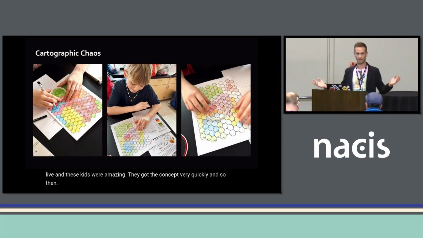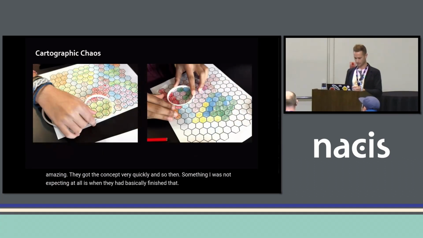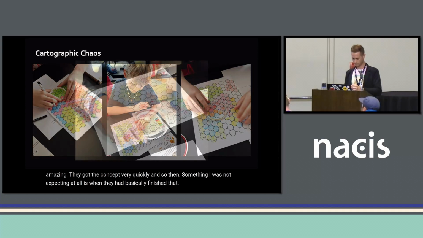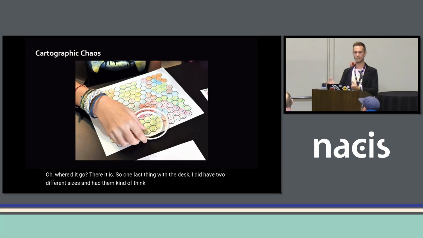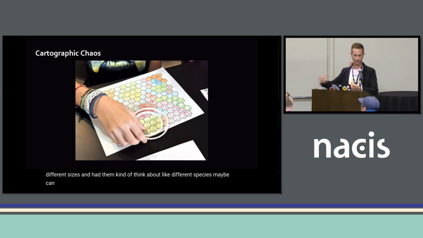And so then, something I was not expecting at all is when they had basically finished that, where'd it go? There it is. So one last thing with the discs, I did have 2 different sizes and had them kind of think about like, well, different species maybe can fly different distances from the hive. So that was just like a little simple add-on thing at the end in case someone was finished already, right?